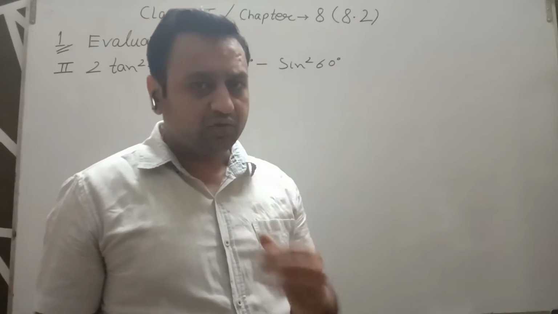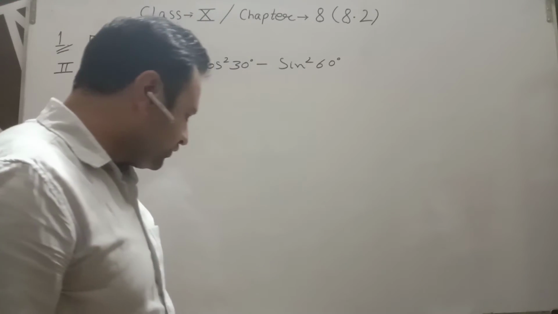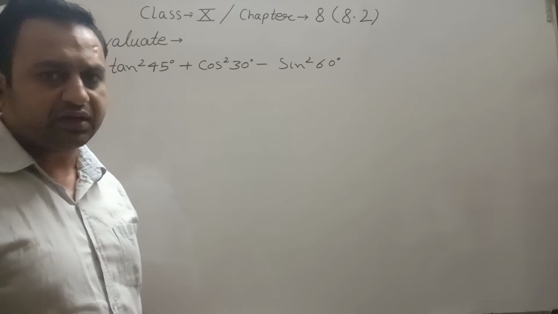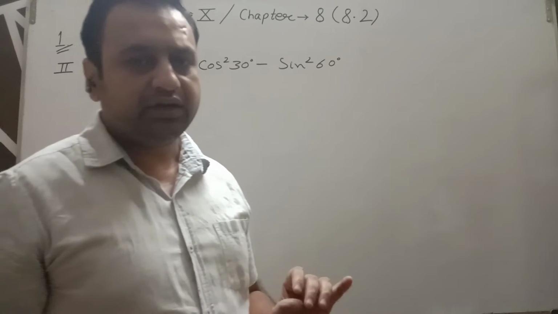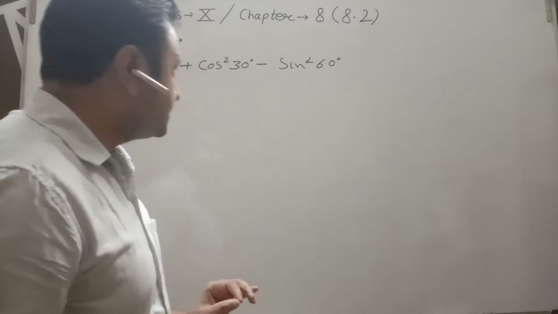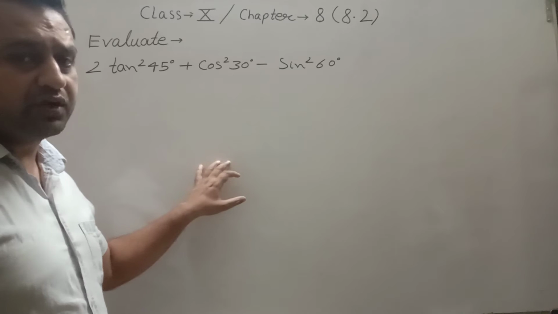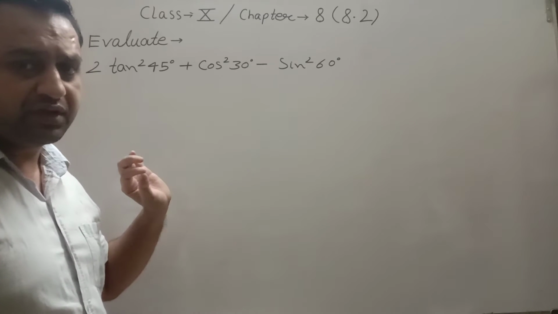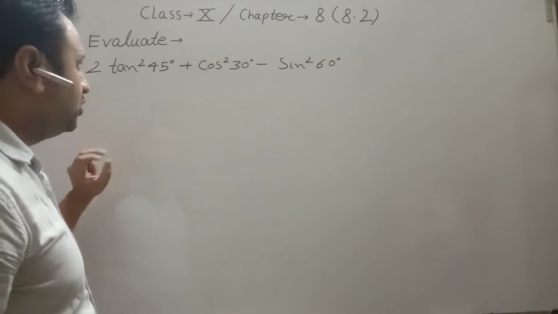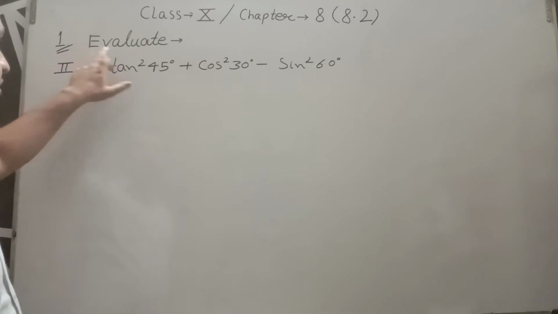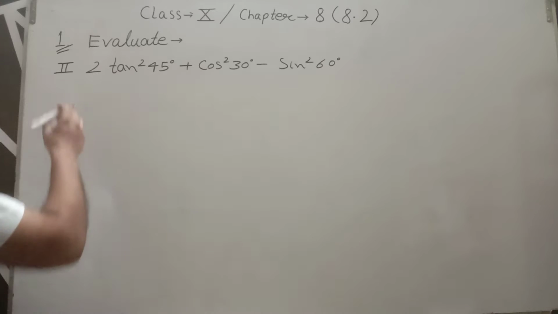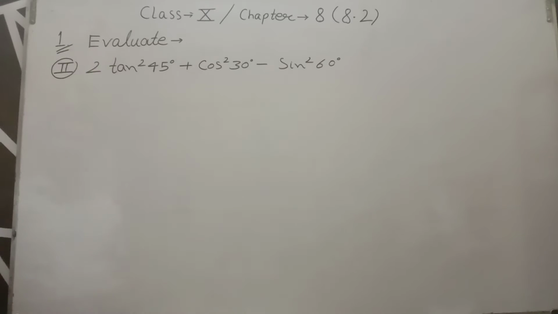In the previous video, we discussed the values of trigonometric ratios for some specific angles: 0 degree, 30 degree, 45 degree, 60 degree and 90 degree. Now in exercise 8.2, we use the values of trigonometric ratios for these specific angles and evaluate. So start exercise 8.2. First question, evaluate, and we just note down its second part: 2 tan square 45 degree plus cos square 30 degree minus sin square 60 degree.